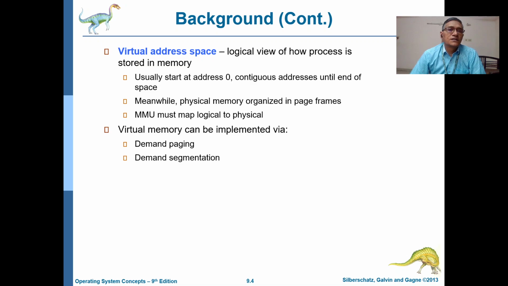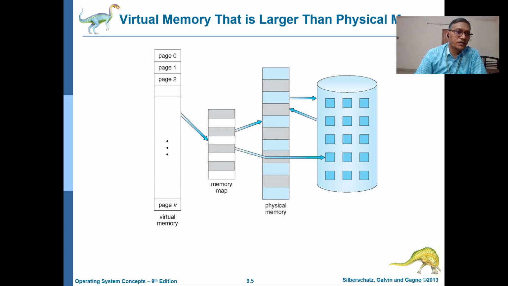It is a logical view of how a process is stored in memory. It usually starts at address 0, with contiguous addresses until the end of the space. Meanwhile, physical memory is organized as page frames. A memory management unit must map the logical to the physical address. This virtual memory concept can be implemented through demand paging or demand segmentation, two types.